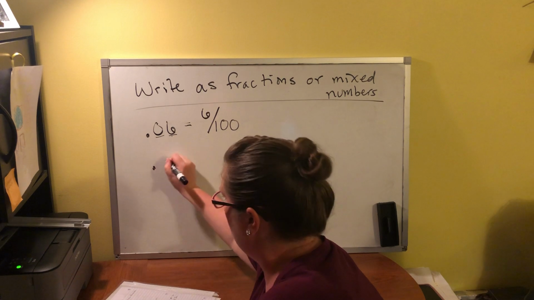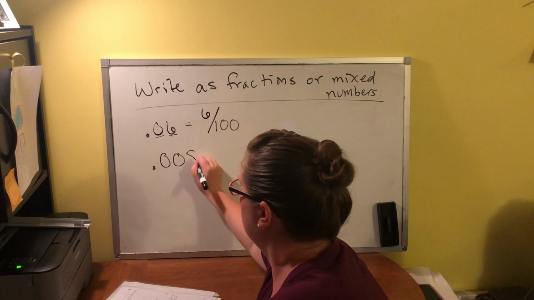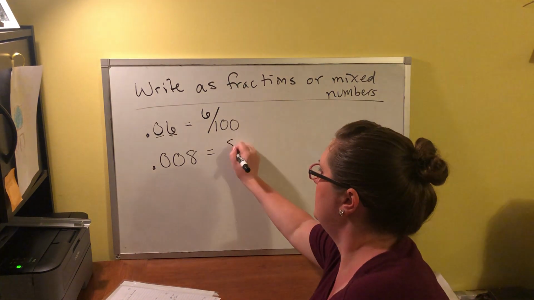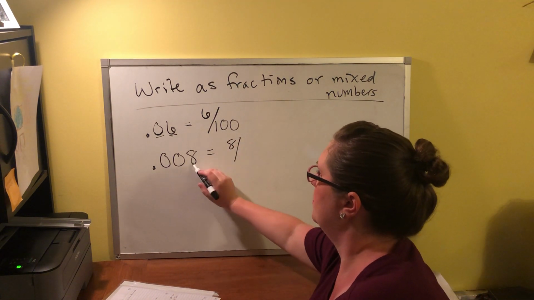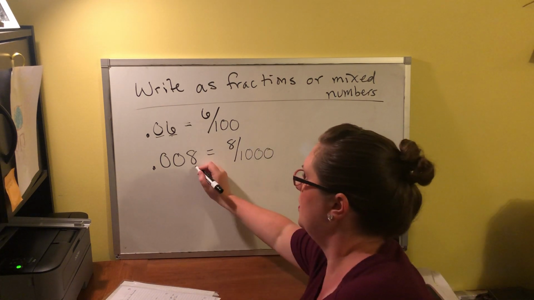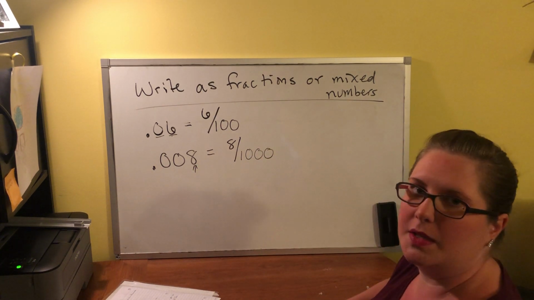Same thing if we had 0.008. You're going to write the number as the numerator. Well, this is an 8 over 1, 2, 3 decimal places, 1, 2, 3 zeros, or you could look that the 8 ends in the thousands place.